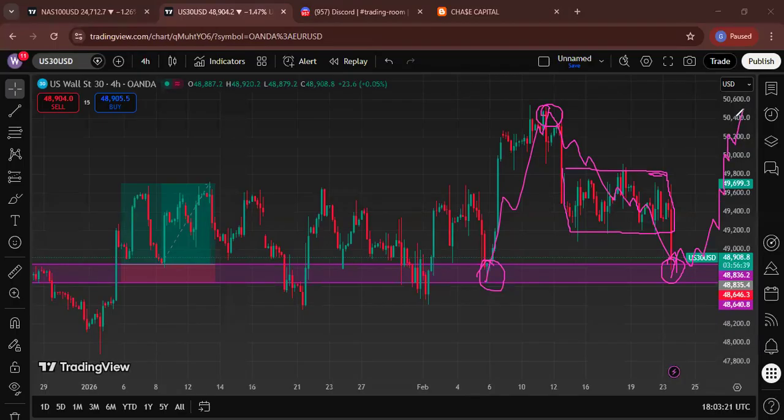Okay. So because this has been a very key area of demand, unless it gets taken out and price pushes lower, as long as this demand holds, I'll be waiting for potential bullish reversal. Let's wait and see how price reacts to this.